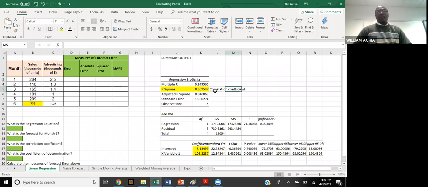The correlation coefficient basically tells us the measure of how these two variables move. The closer that number is to one, it means that if it was exactly one, and we had a line, it would almost be like a 45 degree line, like that. A $1 increase in advertising leads to a one unit increase in sales.